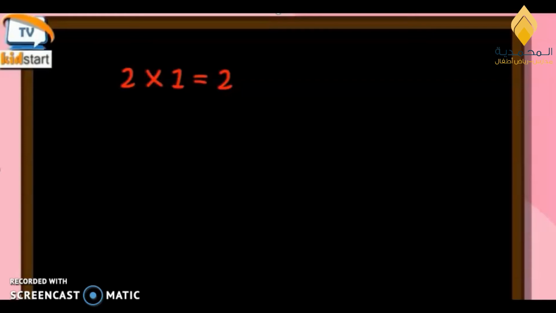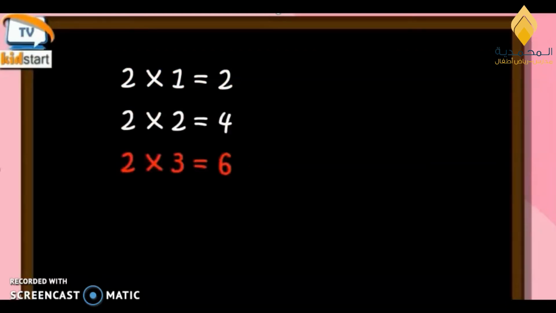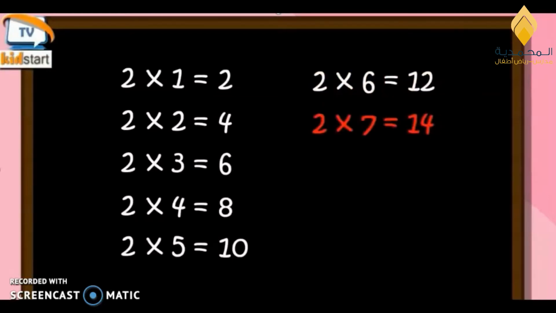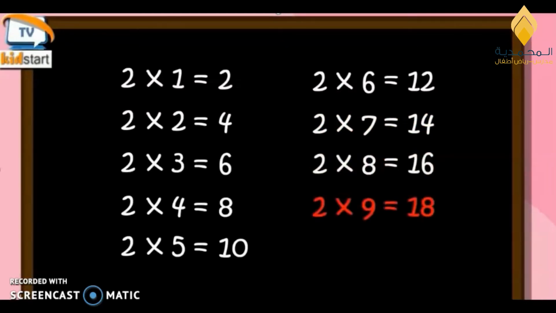2 times 1 is 2, 2 times 2 is 4, 2 times 3 is 6, 2 times 4 is 8, 2 times 5 is 10, 2 times 6 is 12, 2 times 7 is 14, 2 times 8 is 16, 2 times 9 is 18, 2 times 10 is 20.